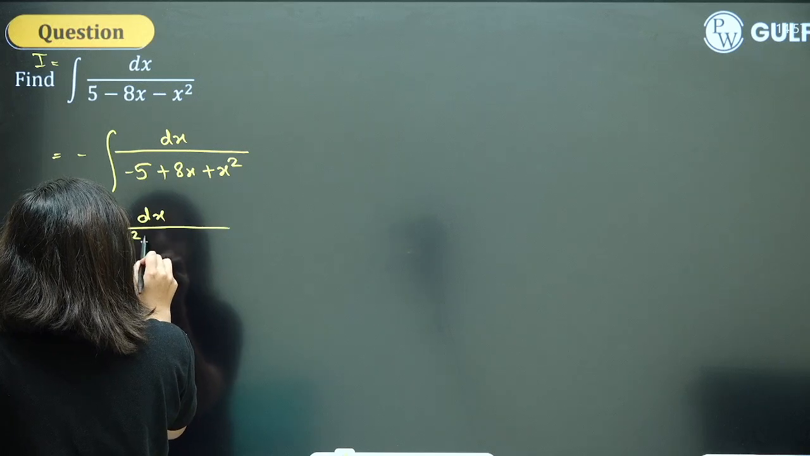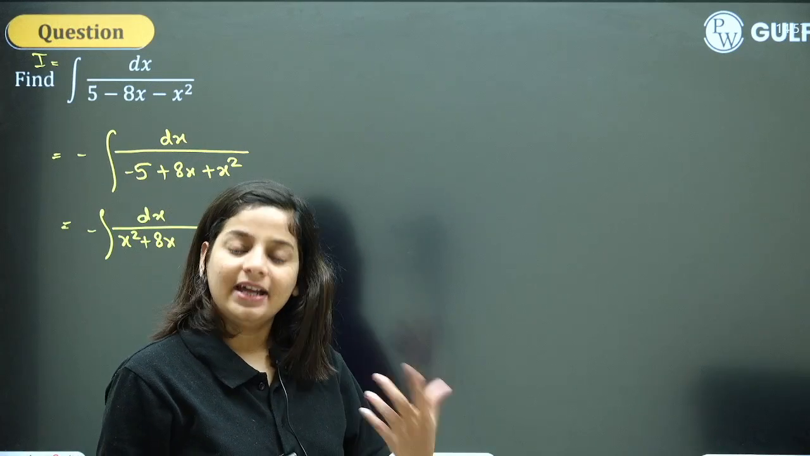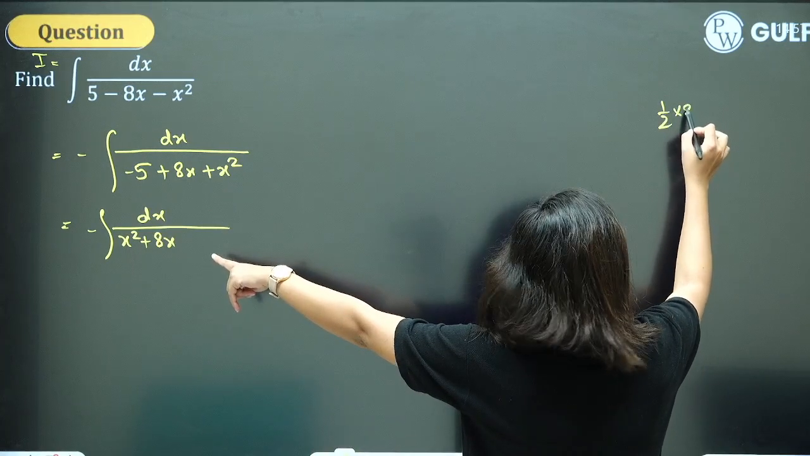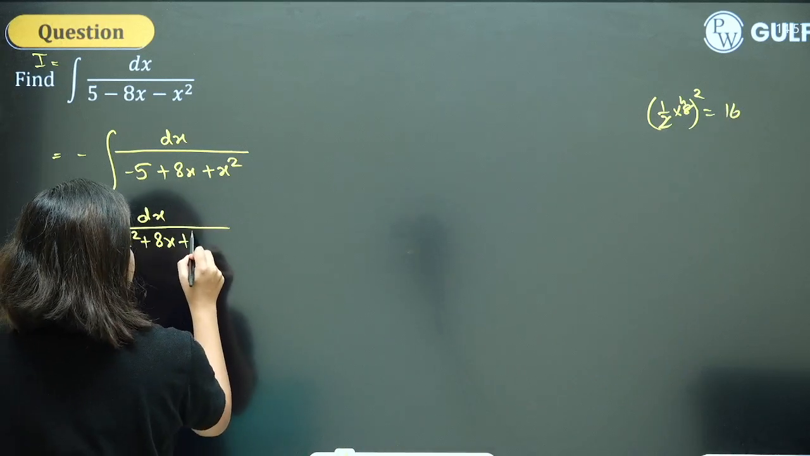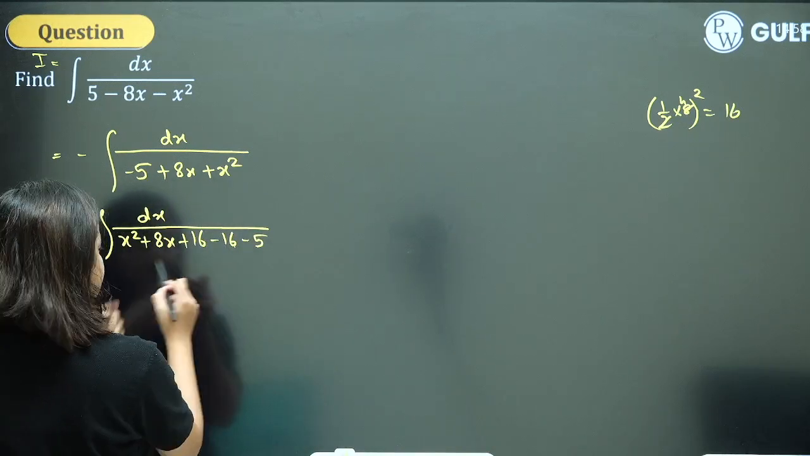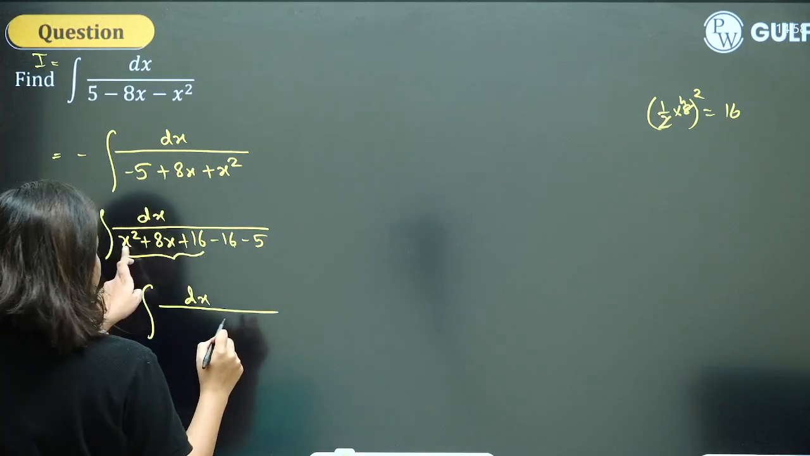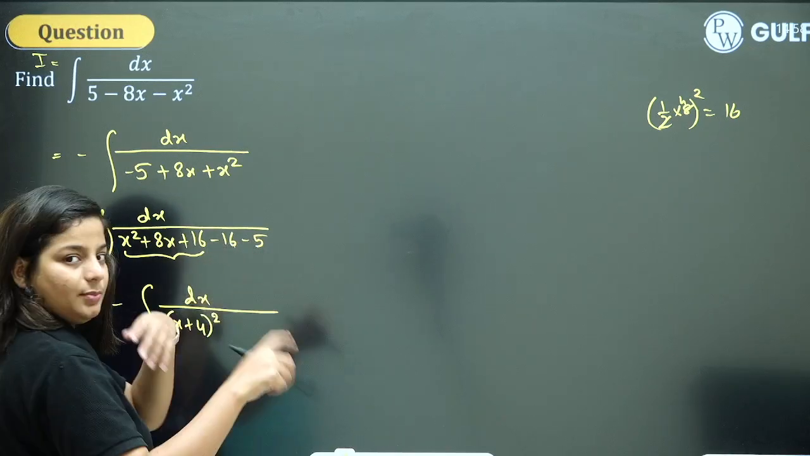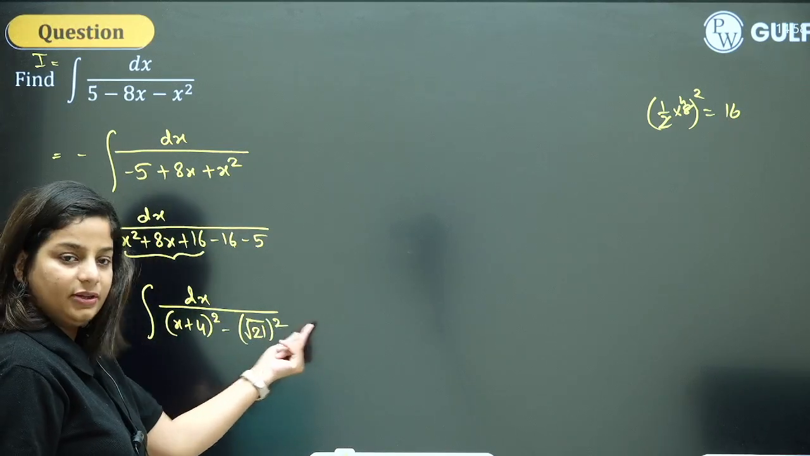And then what was my next step? Add and subtract the third term. What will be the third term? It is half into coefficient of x the whole square. 4 square is 16, so we are going to add and subtract 16 in this. Minus 5 was already there. The first 3 terms will make a perfect square, a square plus 2ab plus b square is a plus b the whole square. And minus 16 minus 5 is minus 21, which can be written as minus root 21 the whole square.